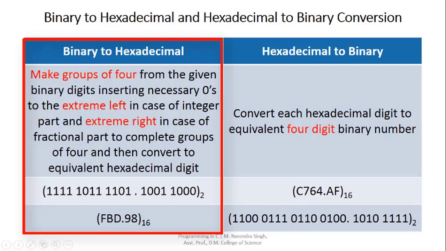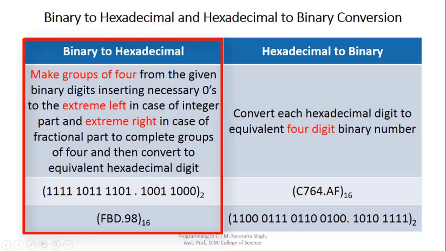Now let us convert its groups of 4 binary digits to the equivalent hexadecimal number. Let us convert the first group of 4 binary digits, 1111, first to its decimal equivalent. Its decimal equivalent is 8 plus 4 plus 2 plus 1. 8 plus 4 is 12. 12 plus 2 is 14. 14 plus 1 is 15. 15 in hexadecimal is F. So the first hexadecimal digit will be F.